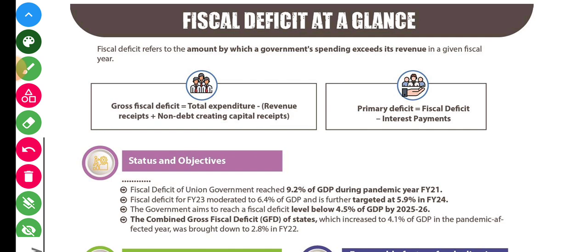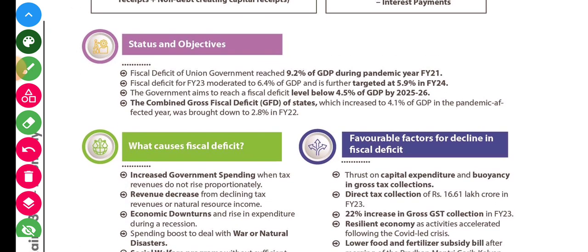And what is primary deficit? Fiscal deficit minus interest payment. Interest payment is what? The interest paid by the government on loans taken from various institutions, internal and external.